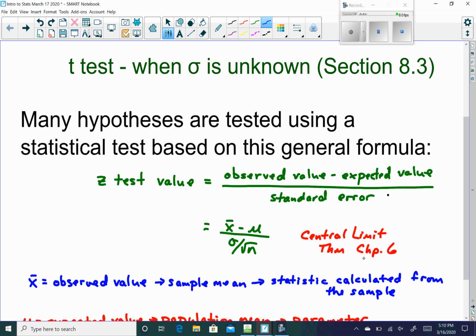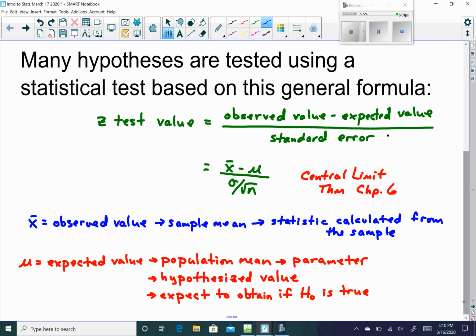This came from chapter 6 when we talked about 6.3, I think it was, the central limit theorem. So just know that we're going to be using this formula. So a couple ways we could refer to x bar, which is the observed value. It's also the sample mean, which we're very familiar with. Or it could just be any statistic calculated from the sample. Remember, the word statistic goes along with being a calculation from a sample.